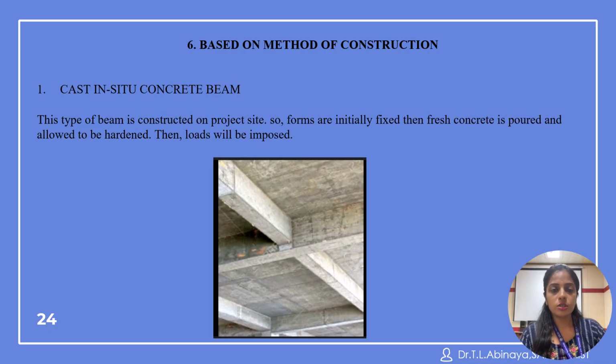Based on the method of construction, there is the cast in situ concrete beam. Usually a normal rectangular beam for an RCC frame structure is constructed in place, on the project site. The formwork is initially fixed, fresh concrete is poured and allowed to harden, and then the load will be imposed. This is the normal type, usually constructed for normal duplex and individual houses and multiple floor buildings.